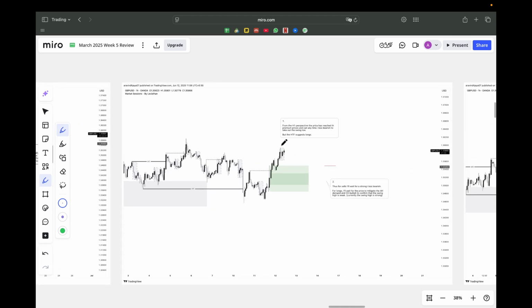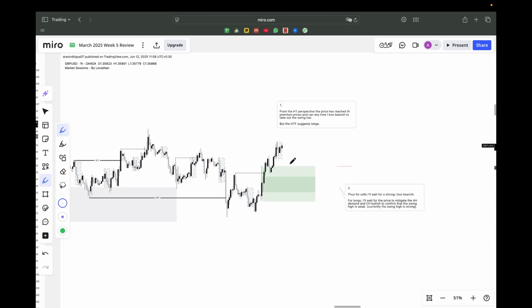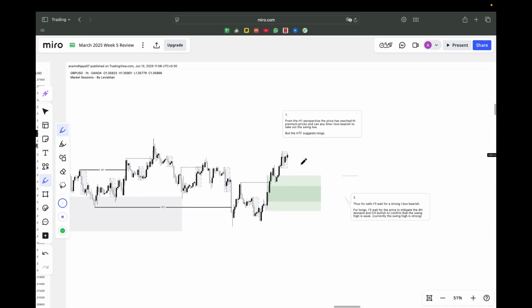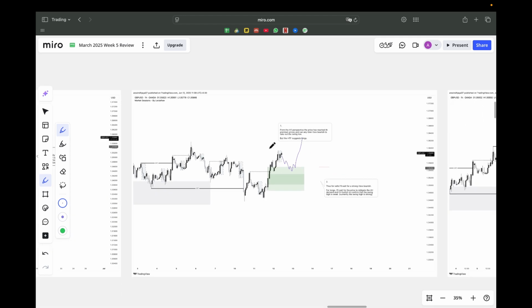Cool. Moving forward onto the H1 structure. So this was the 4-hour supply demand zone. All I can do is wait for the price to mitigate this 4-hour supply, 4-hour demand, chalk bullish, then I can look for longs. So why am I not entering longs directly from this 4-hour supply?